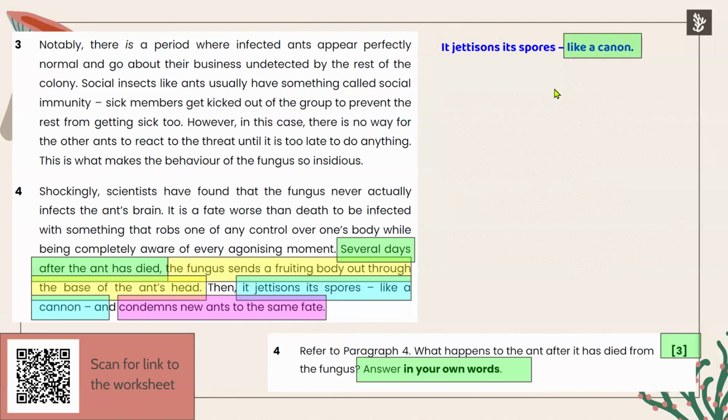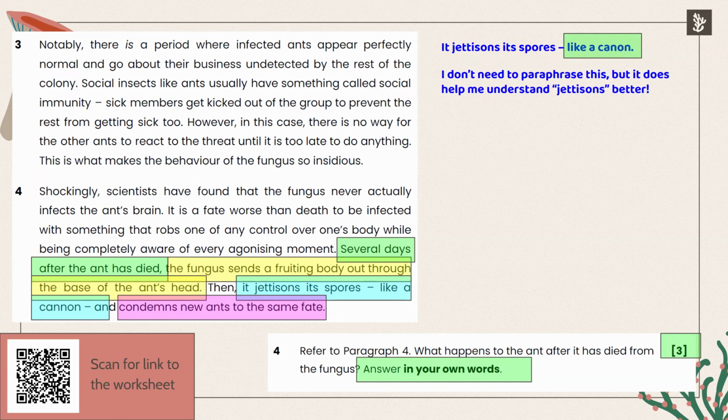I don't need to. Very good. I don't need to paraphrase this because you notice it's just elaborating on the jettisons. On how it is, in a sense, spreading its spores. So I don't need to paraphrase it, but it does help me understand jettisons a bit better.